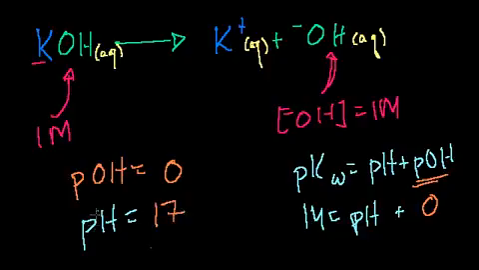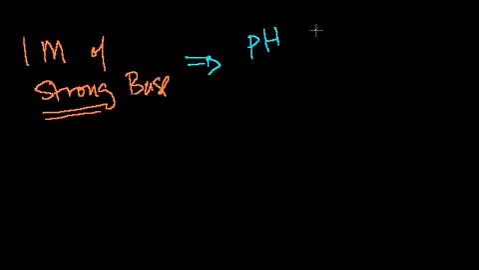So if you have 1 molar of, I used potassium hydroxide in this case, but if you have 1 molar of a strong base, let me write that down. 1 molar of strong base. Remember, strong is a kind of an official term in chemistry. It means complete dissociation. You have a pH of 14, and you have a pOH of 0.